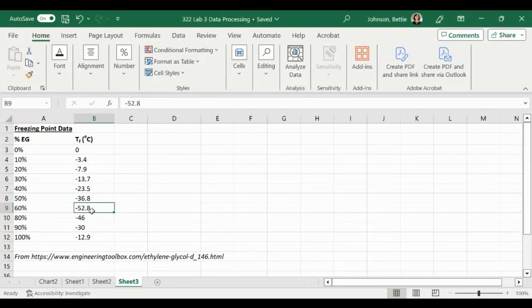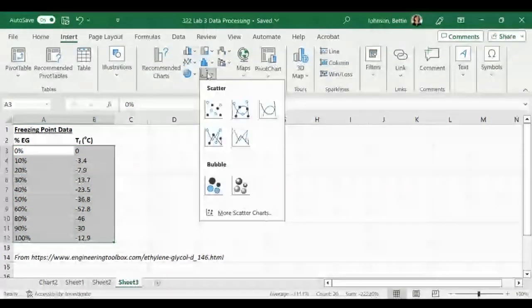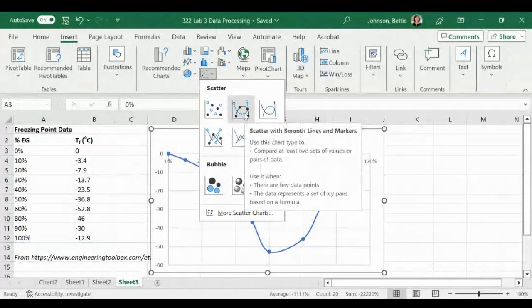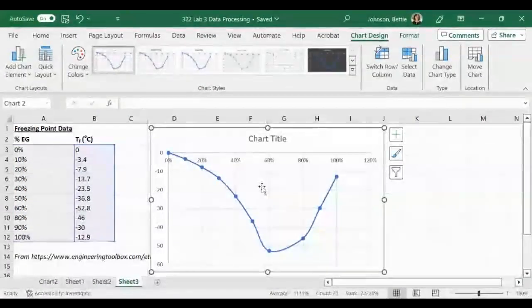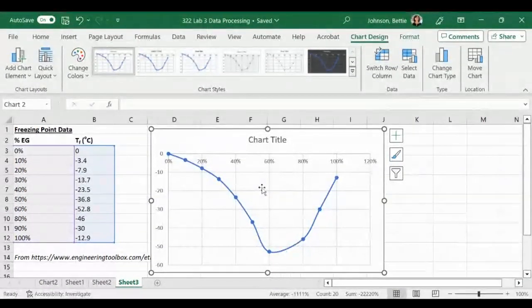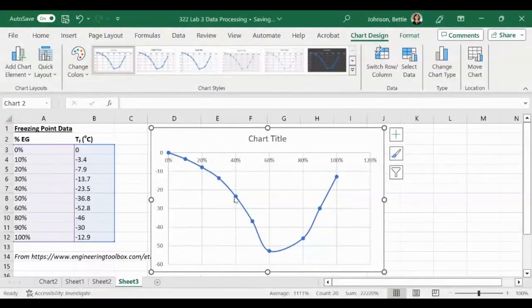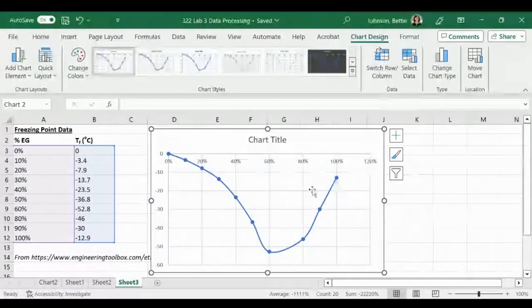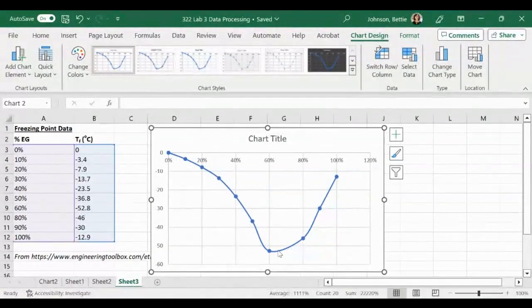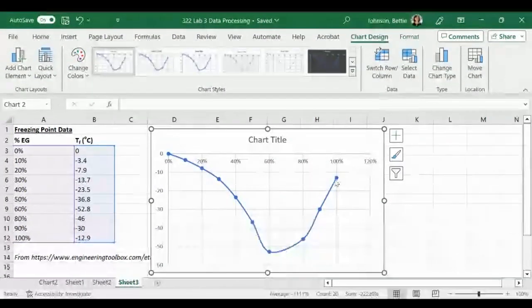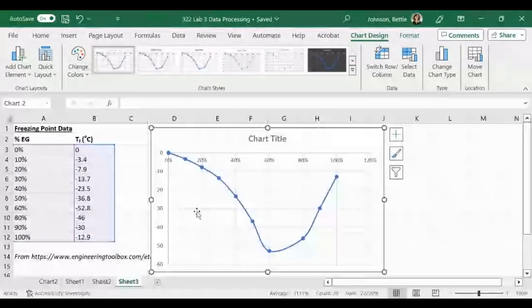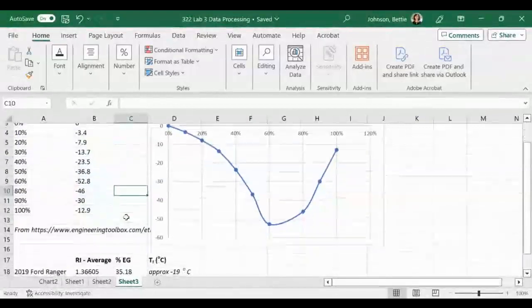So what we want to do is go ahead and graph that data. So I'm going to select these two columns. I'm going to insert, and this time we're going to insert a scatter plot that has smooth lines. So what this now gives us is the ability to see how the freezing point will change as the percent ethylene glycol changes. It's not a linear relationship, it's sort of a U-shaped curve. And from this graph, we can estimate what the freezing point will be for the samples that we have run.